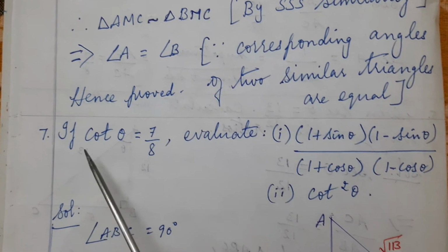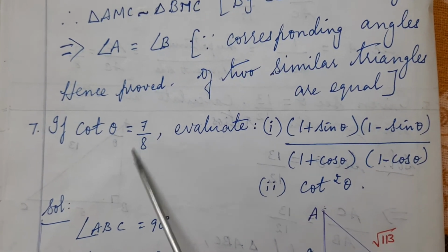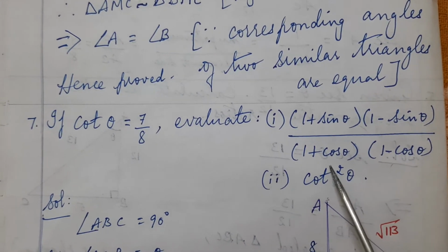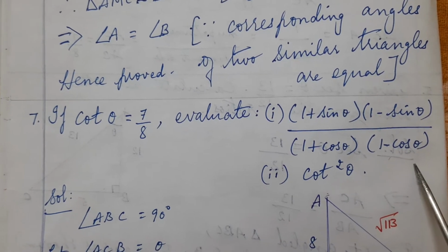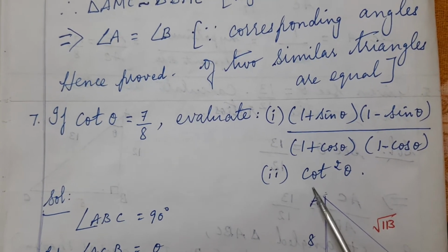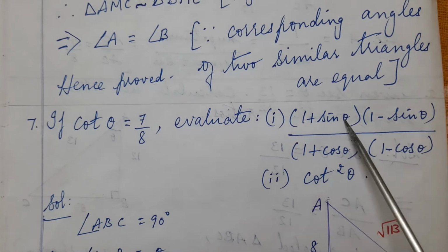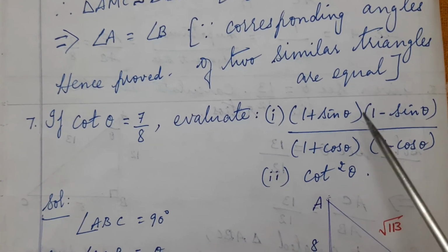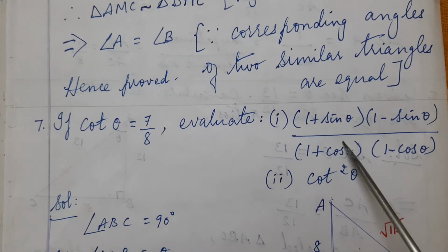The next question is, if cot theta is equal to 7 by 8, evaluate (1 plus sin theta)(1 minus sin theta) by (1 plus cos theta)(1 minus cos theta). The second one is cot square theta. Here, since we have to find sin theta, cos theta and all, we have to draw a right angle triangle. We have to find the trigonometric ratios. Then we have to substitute.